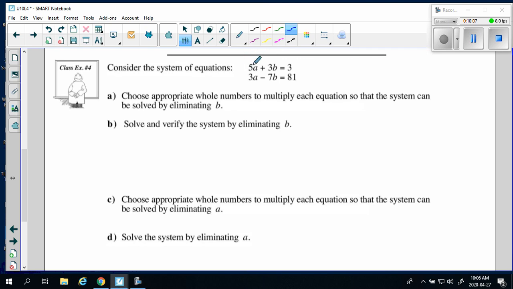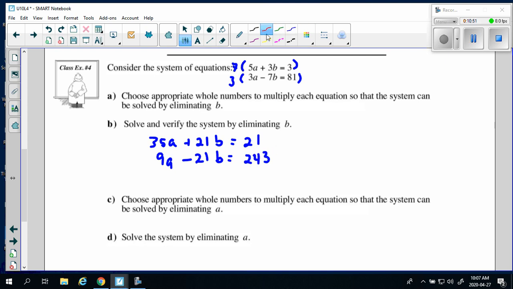What we have to do then is multiply both of the equations by different things to try and make it shake out to the same thing. So I can actually multiply the top by 7 and the bottom by 3. It will always work if you multiply by each other, but sometimes you can think of easier numbers to make the multiply out. So if I want to do that, then I can see in the top 35a plus 21b is equal to 21. And in the bottom, 9a minus 21b is equal to 243.